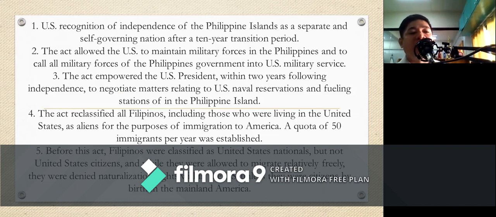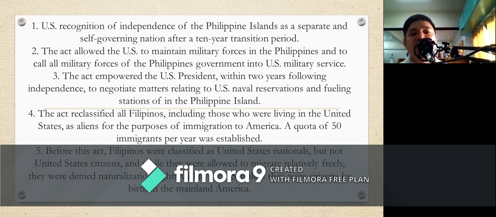So the act mandated the following. Number one, U.S. recognition of the independence of the Philippine Islands as a separate and self-governing nation after a 10-year transition period. This transition period is what we call the Commonwealth transition government, wherein during this 10-year period, the United States will train all the Filipinos on how to become an independent country.